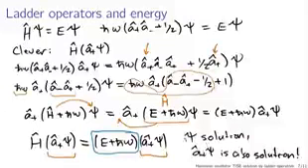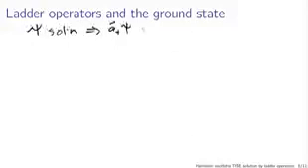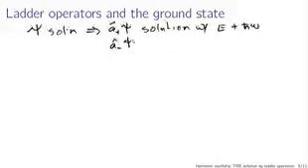We haven't actually solved the system yet. There's a little bit of cleverness left. And this has to do with ladder operators and the ground state. What we showed on the last slide was that if psi was a solution, then A plus hat psi was a solution with energy E plus h bar omega. It turns out A minus hat psi, you can follow through the same algebra, is also a solution, but it has energy E minus h bar omega.